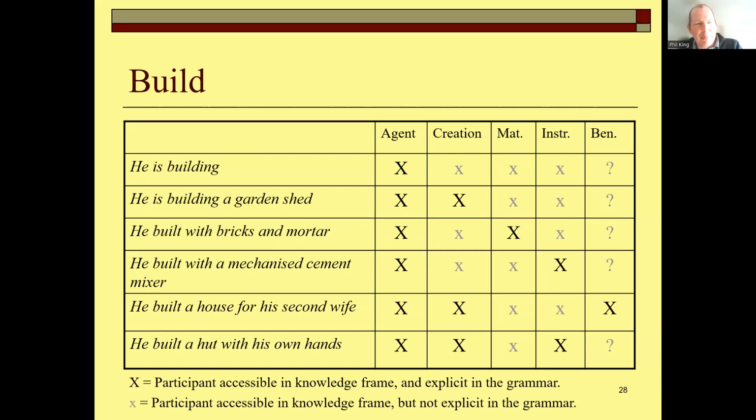It probably sounds a bit odd to say he built for his second wife without the creation being there. So maybe if we have the benefactive, we need to have the creation as well. He built a hut with his own hands. Maybe here we have the agent, the creation, the hut, and the instrument, his own hands.